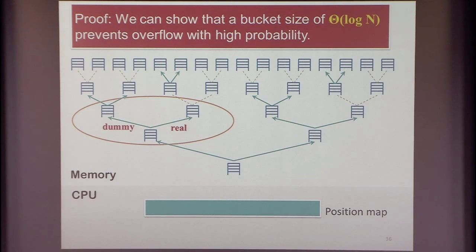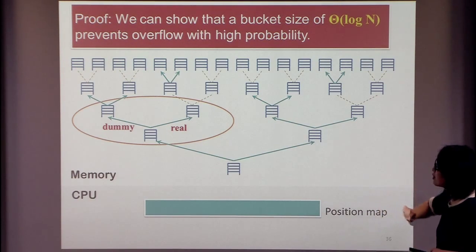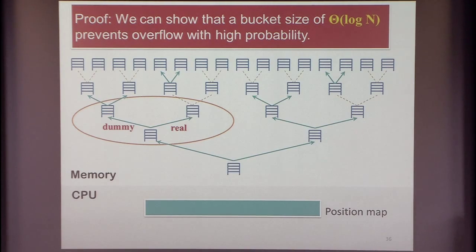So why does this eviction algorithm work? Actually, with not too much work, we can show that if the bucket size is log n, roughly speaking, then none of the buckets will overflow with high probability. So actually here, high probability means inverse poly. If you want to get negligible failure probability, you need another little omega 1 there in the log n.